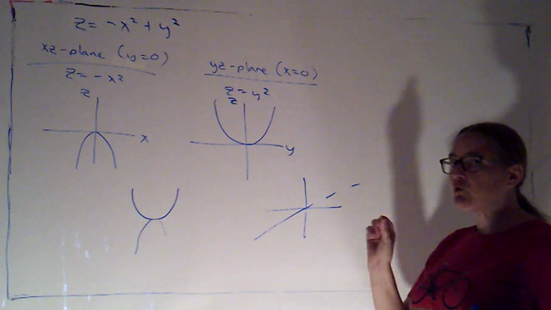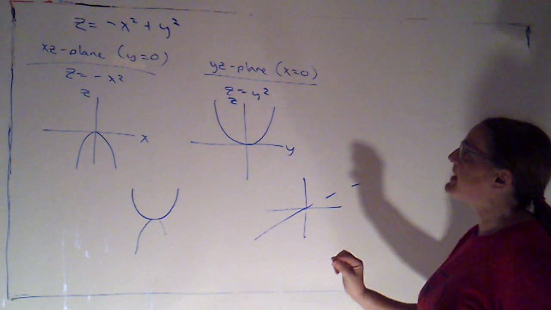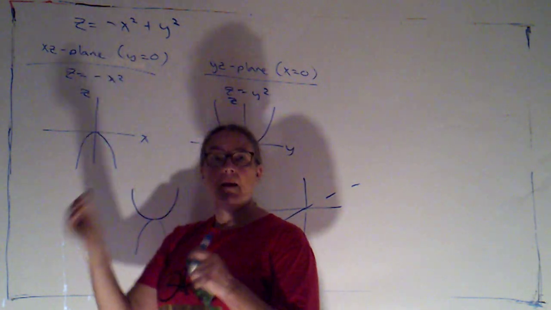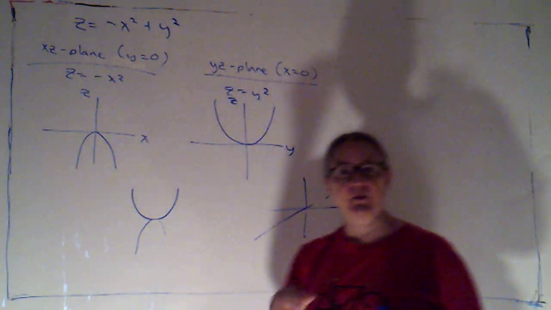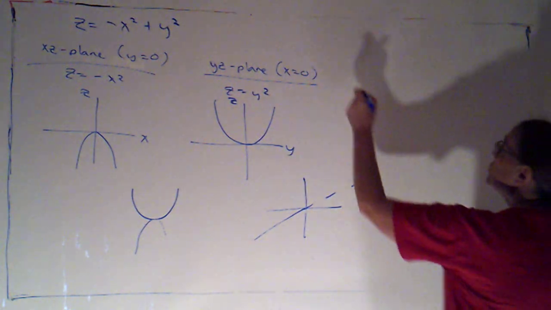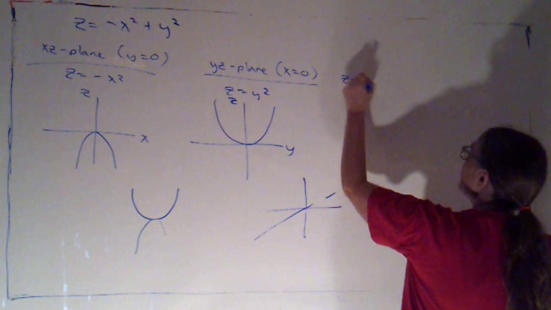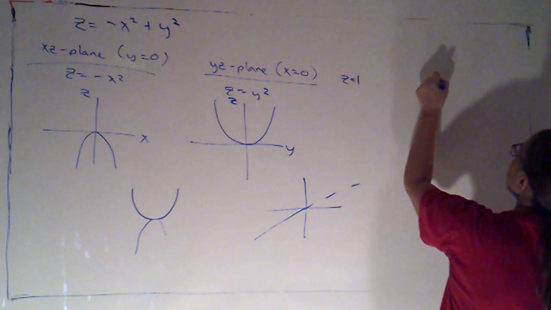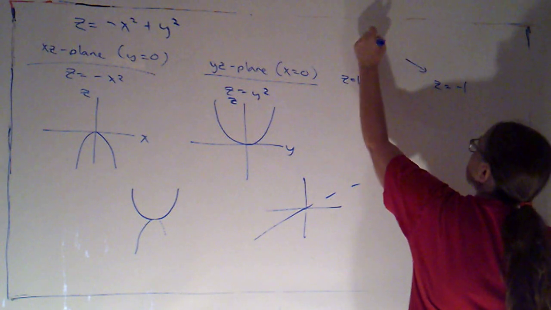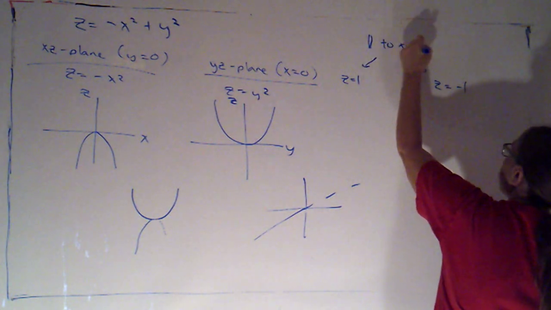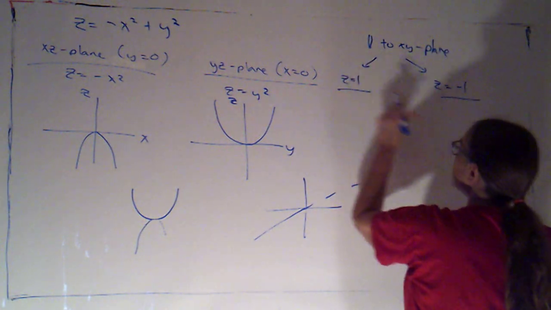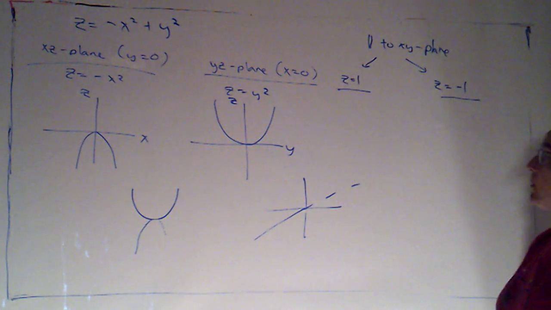And I'm going to have to do two separate ones, because I'm not going to get the same thing if I plug in a positive number and a negative number, because I'm not squaring the z. So let's take a look in two planes, z equals 1 and z equals negative 1. Now both of these are parallel to the xy plane. Z equals 1 is above it, and z equals negative 1 is below it.